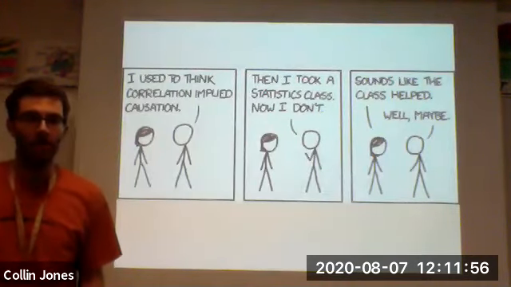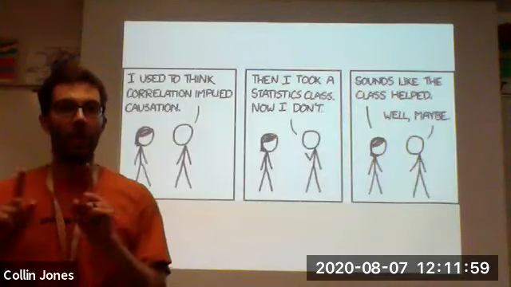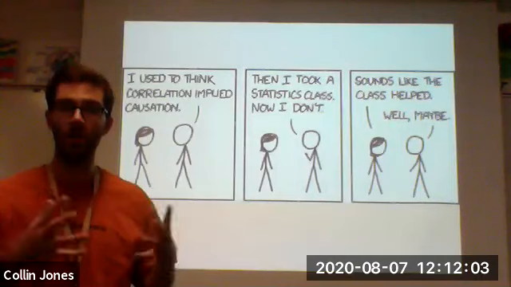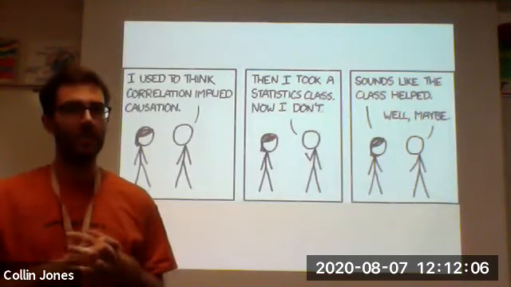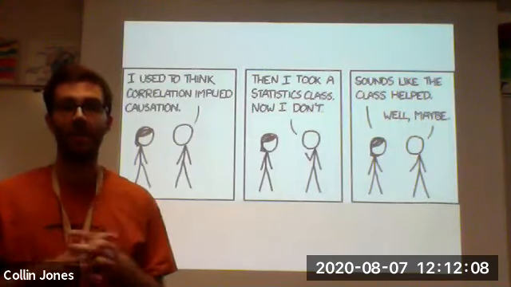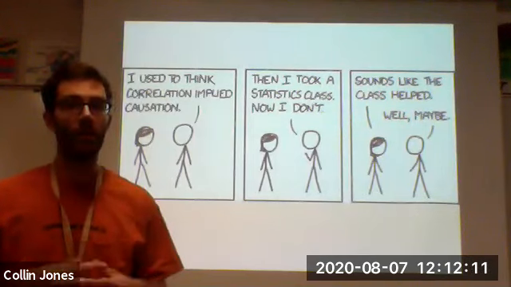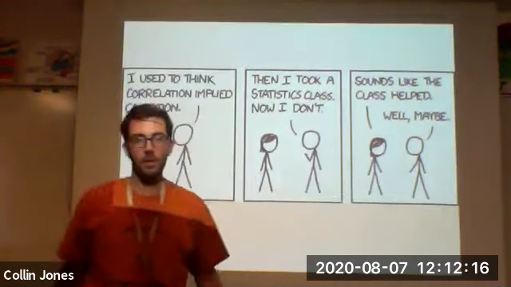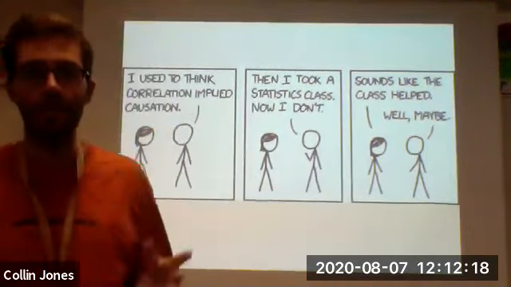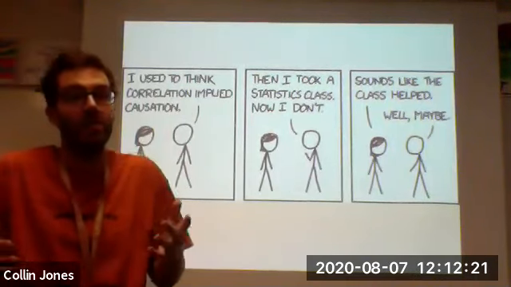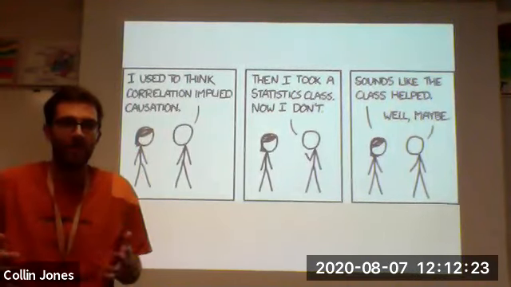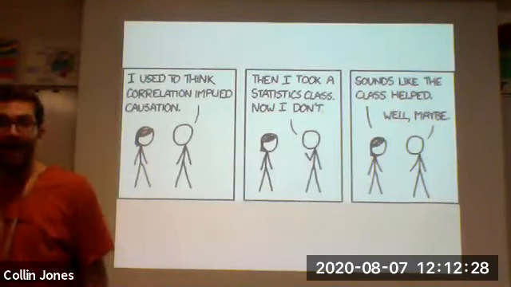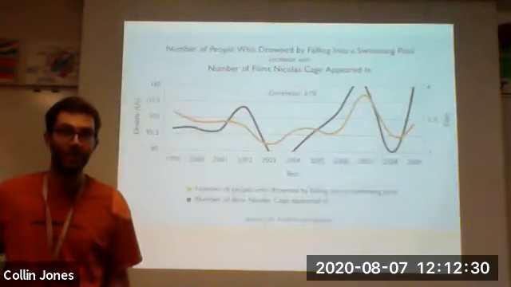I love this cartoon. This first person says, I used to think that correlation implied causation, right? Just because two things are correlated, that means that one is causing the other. And the person says, then I took a statistics class, and now I don't think that way anymore. And this other individual says, well, it sounds like the class helped. And this person, they know their statistics. They say, well, maybe. You can't assume that correlation means causation. Okay, it was a nerdy joke. I don't think anyone's laughing, but I thought it was pretty clever, personally.